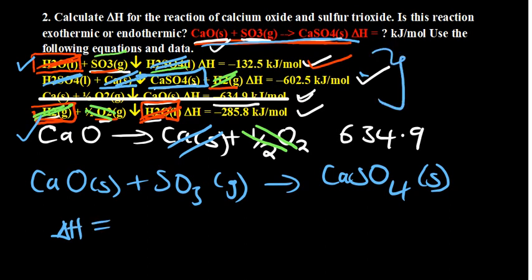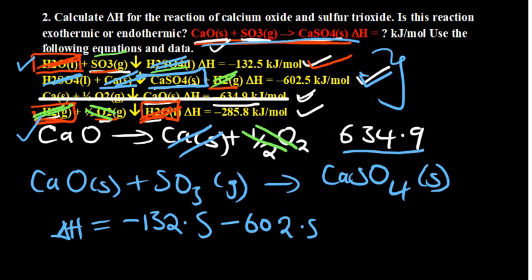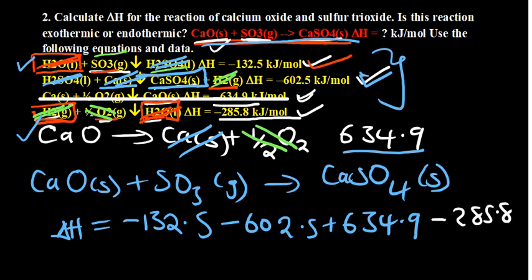From the first equation, it remained the same because we didn't reverse it. The second one remained the same, we didn't reverse it. There was no need to do that. The third one, which is this one, had to change the sign because we reversed it, so it's a positive value. And this one remained the same as well, so minus 285.8. How many equations did we have? We had 4, so this is 1, 2, 3, and 4. So get a calculator there.